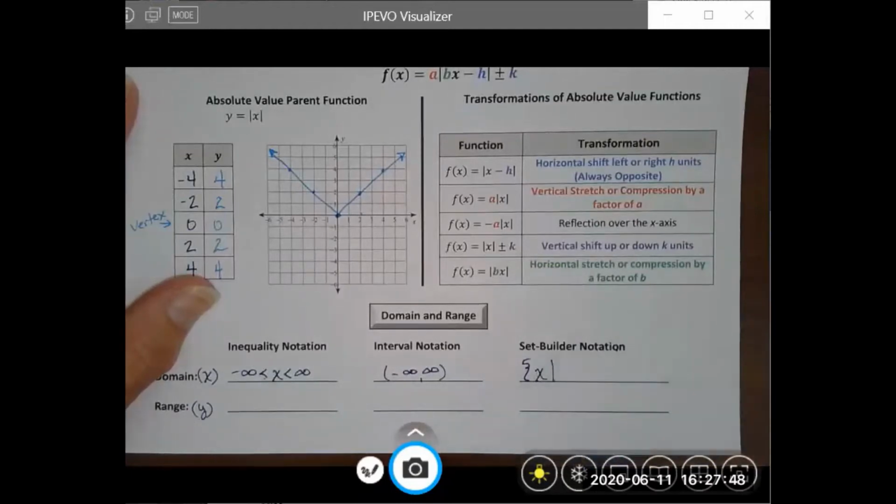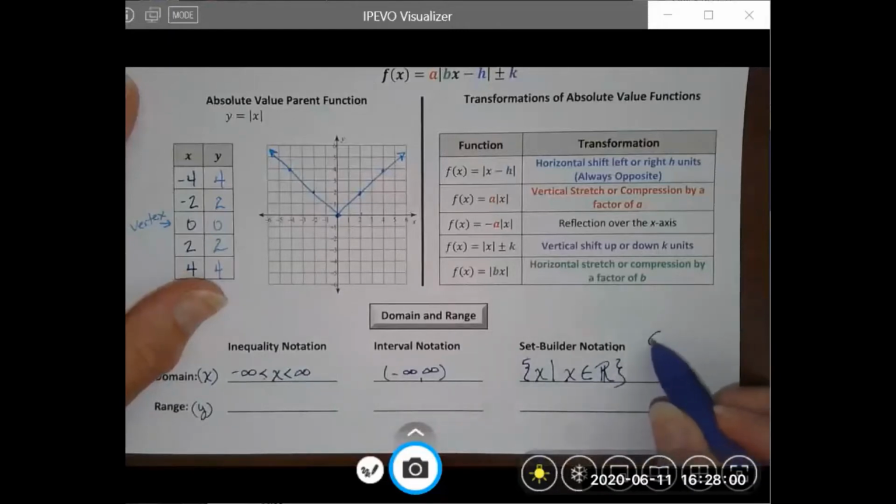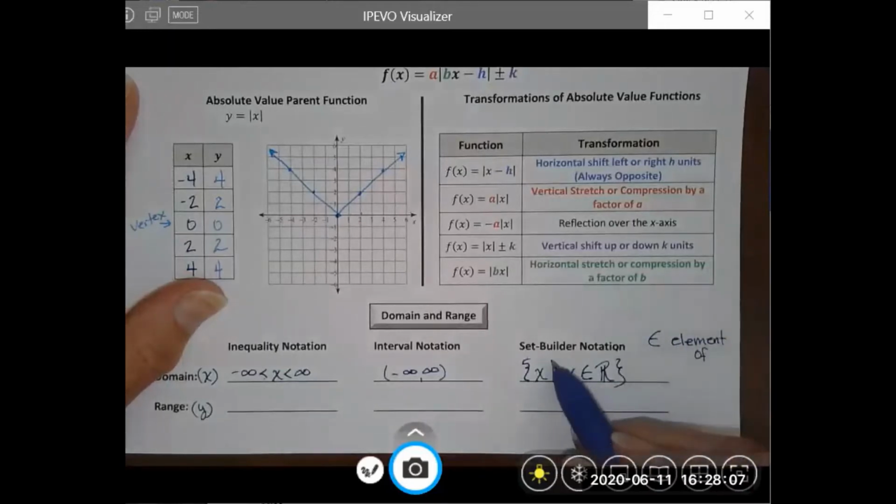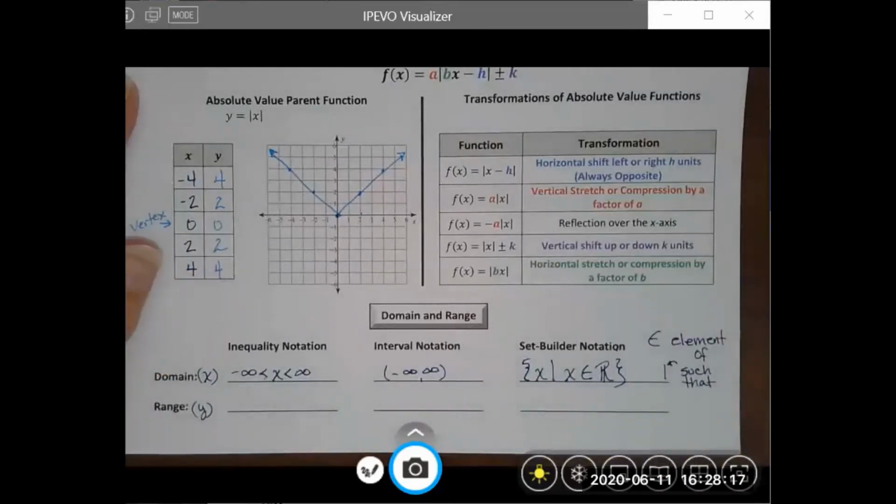Then I put this vertical line, and the way I read this would be x such that x is an element of all real numbers. And then I close my brackets. So this weird E, it's a Greek E, that's element of. And this bar right here, the vertical bar, means such that. So those are some kind of funky notations that we use when we're using set builder. Just some rules of set builder.